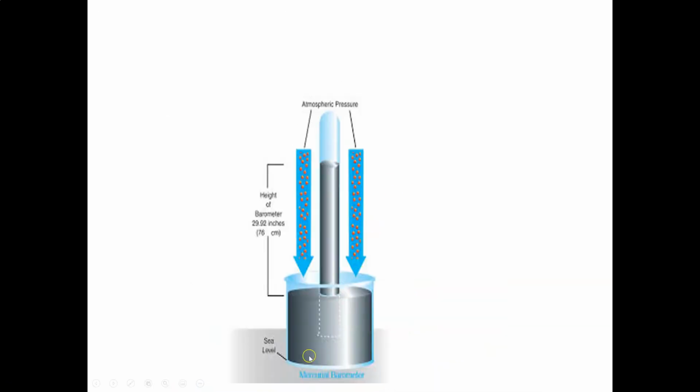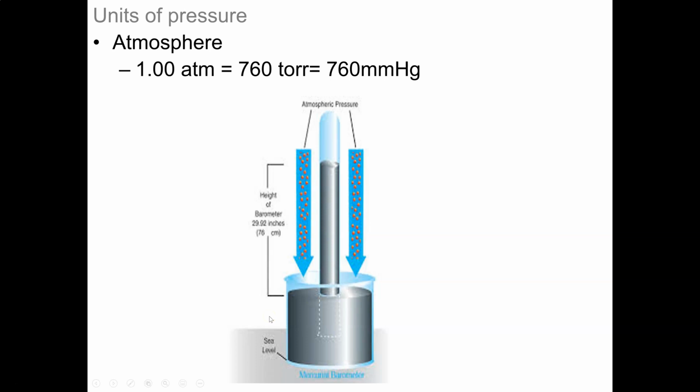This is an example of a mercury sample that has a tube inserted into it. So when we're talking about pressure, there are different units we usually use. We use one atmosphere. One atmosphere is equal to 760 torr, which is equal to 760 millimeters of mercury. These are all equivalent, and you need to know all three of these because you're going to have to convert between the three. Now, the math's really straightforward and simple.